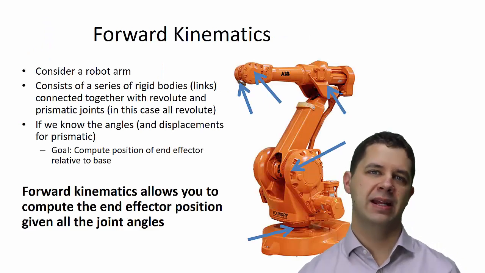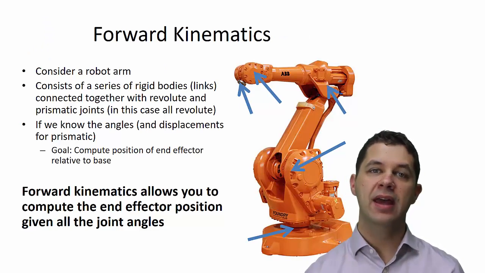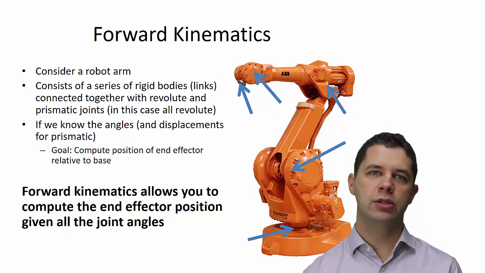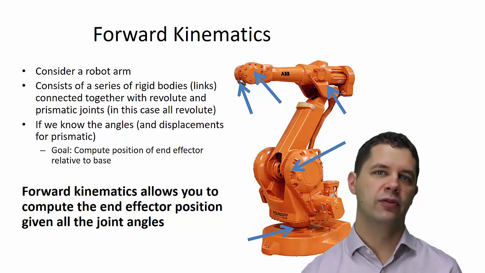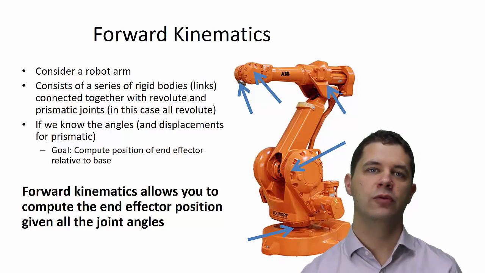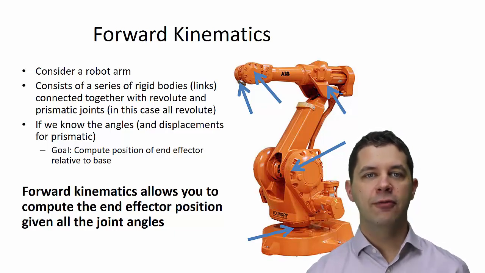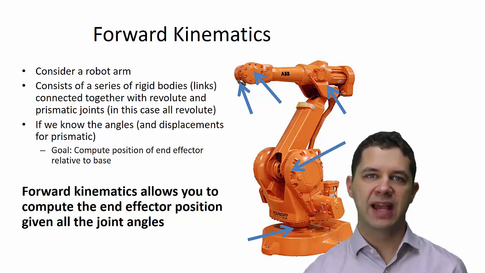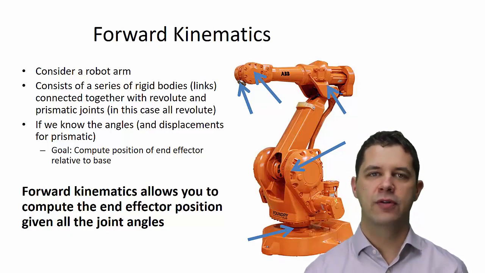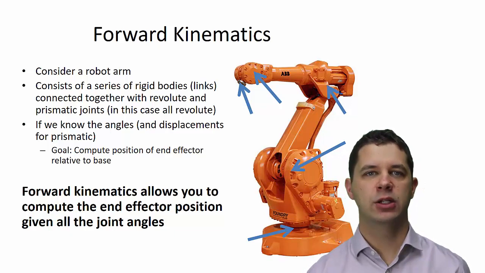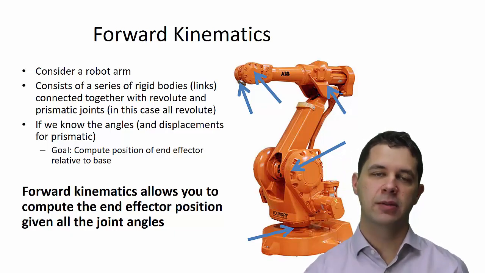So firstly, forward kinematics. Remember, we have a robot arm that consists of a whole lot of rigid bodies or links which are connecting together a whole lot of joints. In this case, a whole lot of revolute joints, but they may be prismatic as well. Now, if we know all the angles and displacements of these joints, so angles for revolute joints and displacements for prismatic joints, we can compute our end effector position.